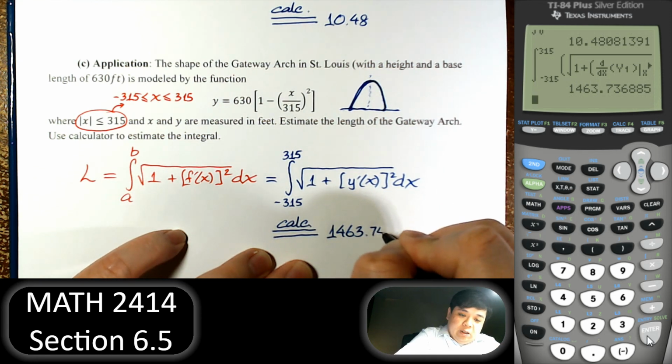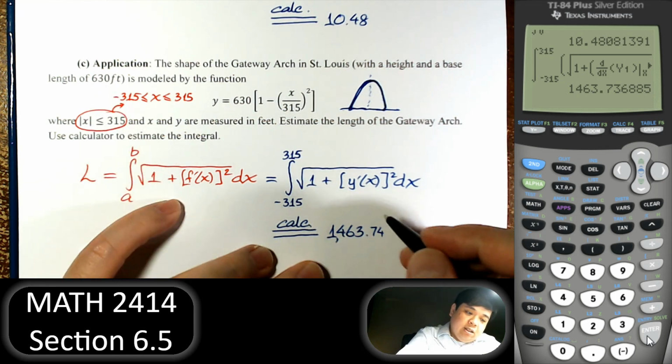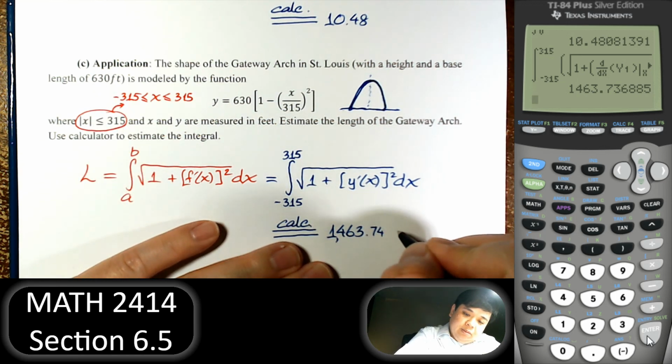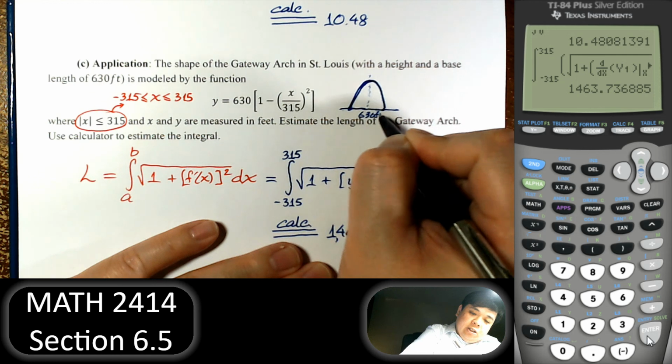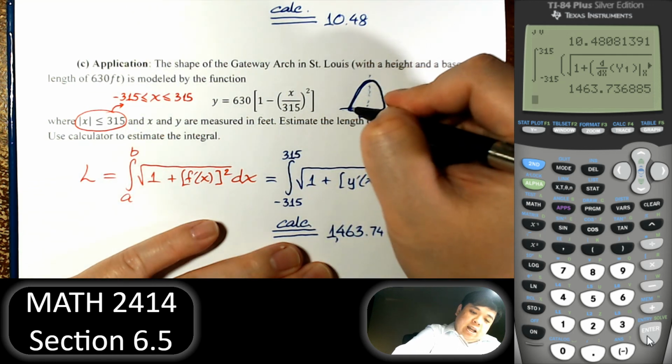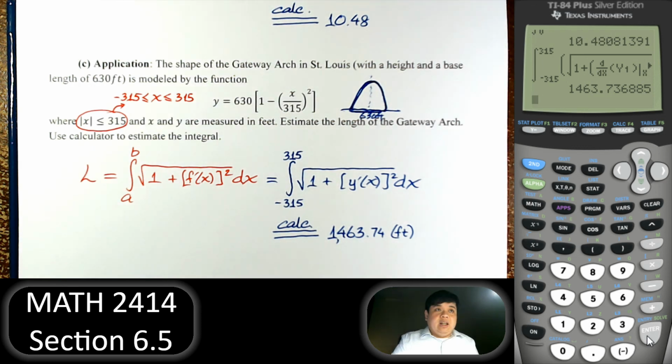1463.74, and that looks like it's in feet. So they said the base is 630 feet. Then the arc length is going to be about 1463 feet. Looks reasonable.